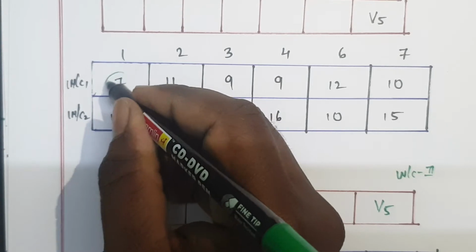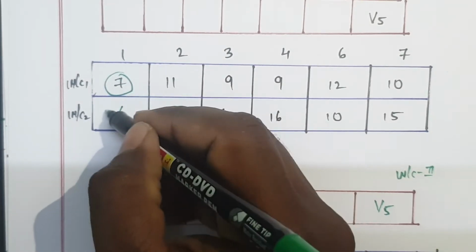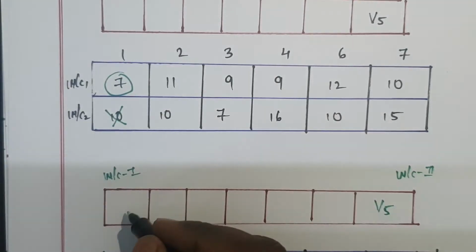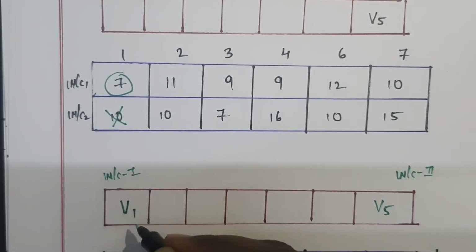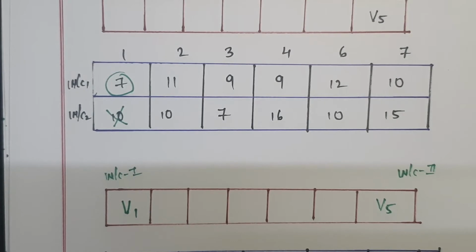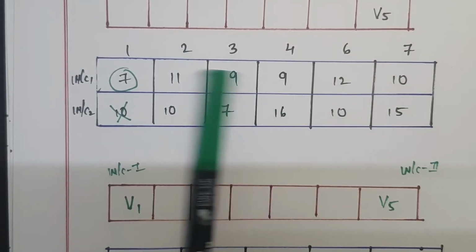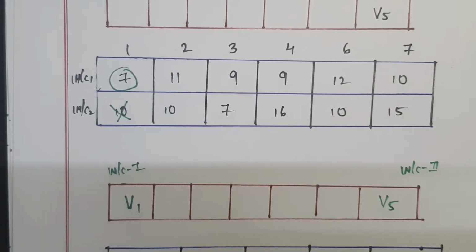So, first I am selecting this one. If I selected this one, I have to cancel this one. See, in machine 1, 1, machine 1, 1. So, here I can write the V1. After that I have to eliminate this one. What I have to do? I have to eliminate this column.